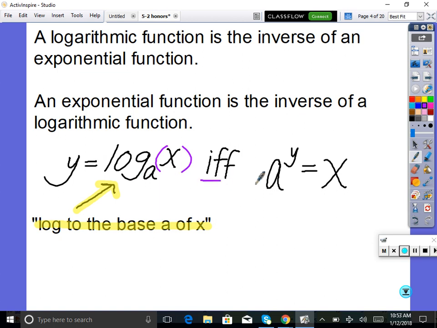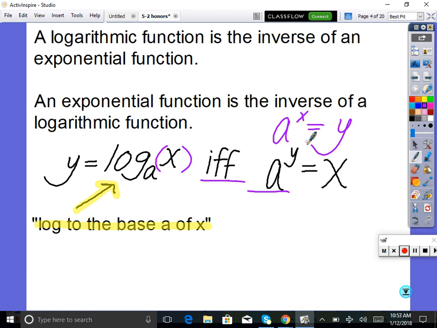Now this is true if and only if. So iff is a mathematical if and only if base a to the y power equals x. So this is an exponential function. Base a to the y power equals x. Now this kind of feels weird because, since they're inverses, shouldn't our step be to switch x and y? So really, we're essentially looking at a to the x equals y, because inverses need x and y switched. So now we have this exponential function: y equals base a raised to the x power.